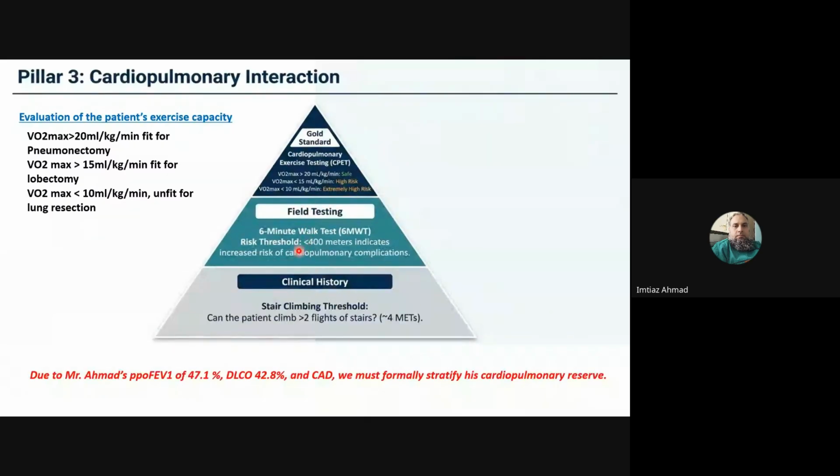offered other than surgery. VO2 max of more than 20 ml per kg per minute will make the patient fit for pneumonectomy. VO2 max of more than 15 ml per kg per minute will be required for fitness for lobectomy. With VO2 max of less than 10 ml per kg per minute, the patient will be unfit for lung resection.